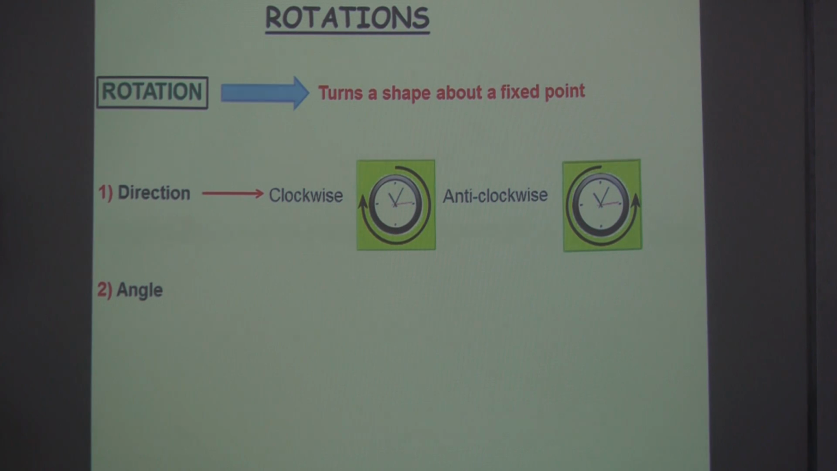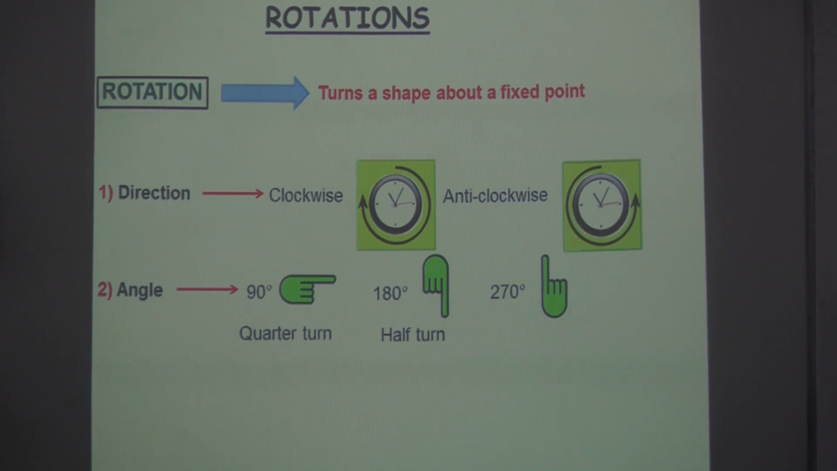Right, the second thing you need to know is by how many degrees am I rotating my object? It's usually given as 90. You should know that that's a quarter turn. 180, that's half a turn. And 270. Ignore the pips there. That's 270. That is 3/4 turn. And finally 360. And that would be a full turn.